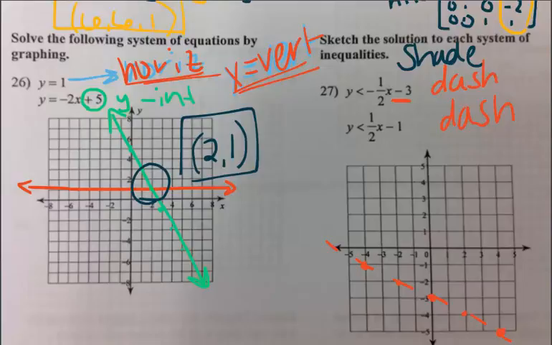Our second line starts at -1, so still below. And this one has a positive 1/2 slope. So we go up and to the right: up 1 and over 2, up 1 and over 2. It's always, always, always rise over run. Do not get that confused. We got our dashed line. So we've done both of the lines. They're both dashed. Now we just have to remember to shade.